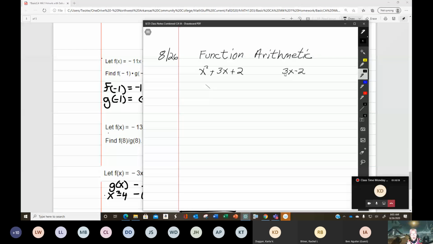The only thing that's different now, because you've done that before, is we give them a name. So that instead of just calling this x squared plus 3x plus 2, I'm going to say f of x equals x squared plus 3x plus 2. And instead of just saying this is 3x minus 2, I'm going to call it g of x.